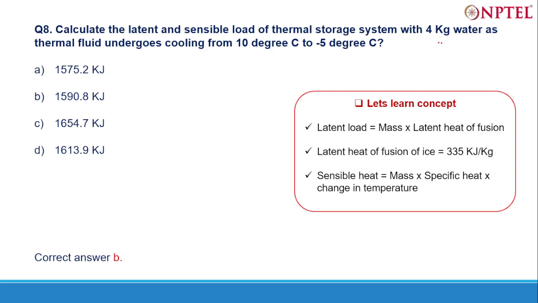So there is 4 kg of water. So what is the mass? Mass is 4 kg. Okay, so we know the mass, and the thermal fluid undergoes a change from 10 degrees Celsius. So there is 10 degrees Celsius, what do we have? Water. So water actually goes to 0 degrees Celsius. At 0 degrees Celsius, what do we have? Ice. Okay, and then it goes to -5.